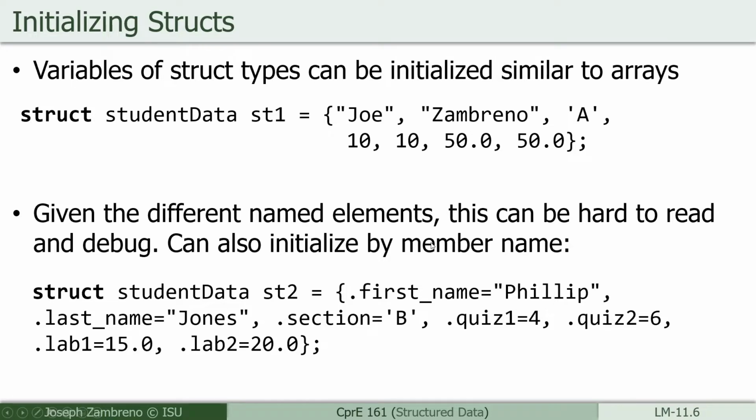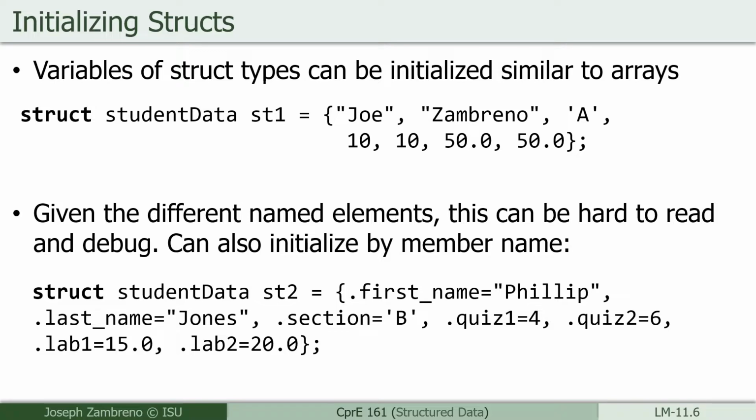We can initialize the variables of struct types somewhat similarly to our arrays. I would say the syntax works as one would hope for initializing our structures if we want to have that sort of compile time initialization of our structured type. So we can declare struct student data st1, and then inside of our curly braces, we can do initialization for each of the individual subcomponents of that type.